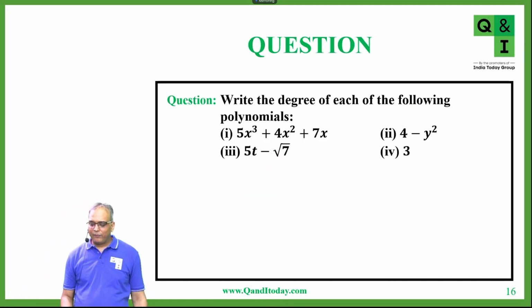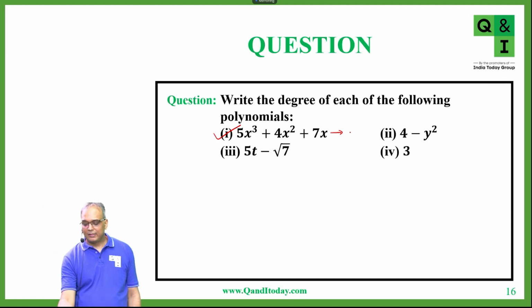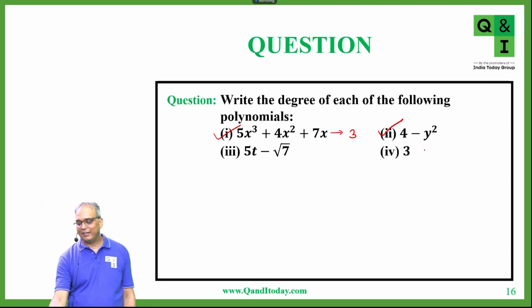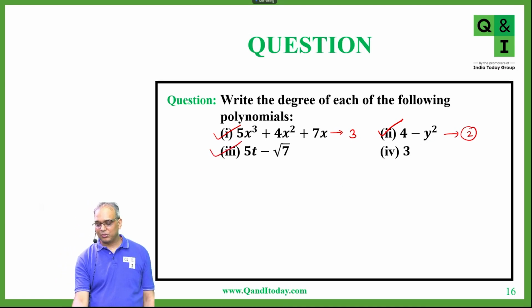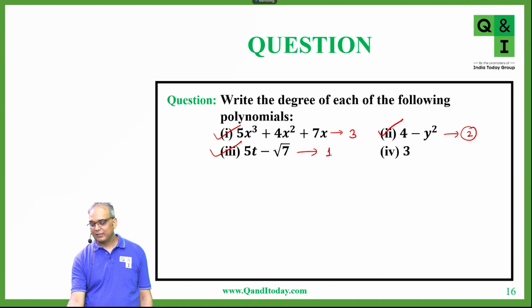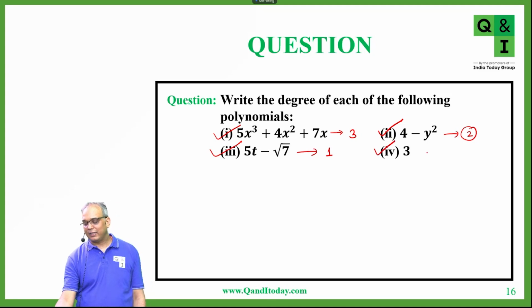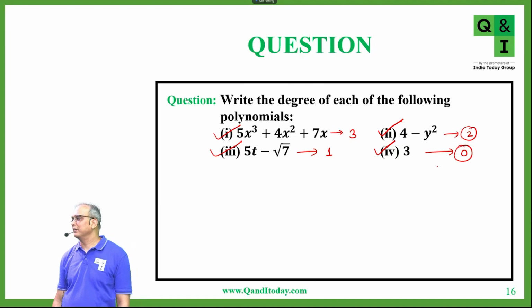Now, you have to tell me the degree of each of the following polynomials. What is the degree here? Sir, 3. Degree is 3. In the second one? 2. Yes, the degree is 2 because the maximum power of y is 2. Third one? 1. And fourth one? 0. Good.